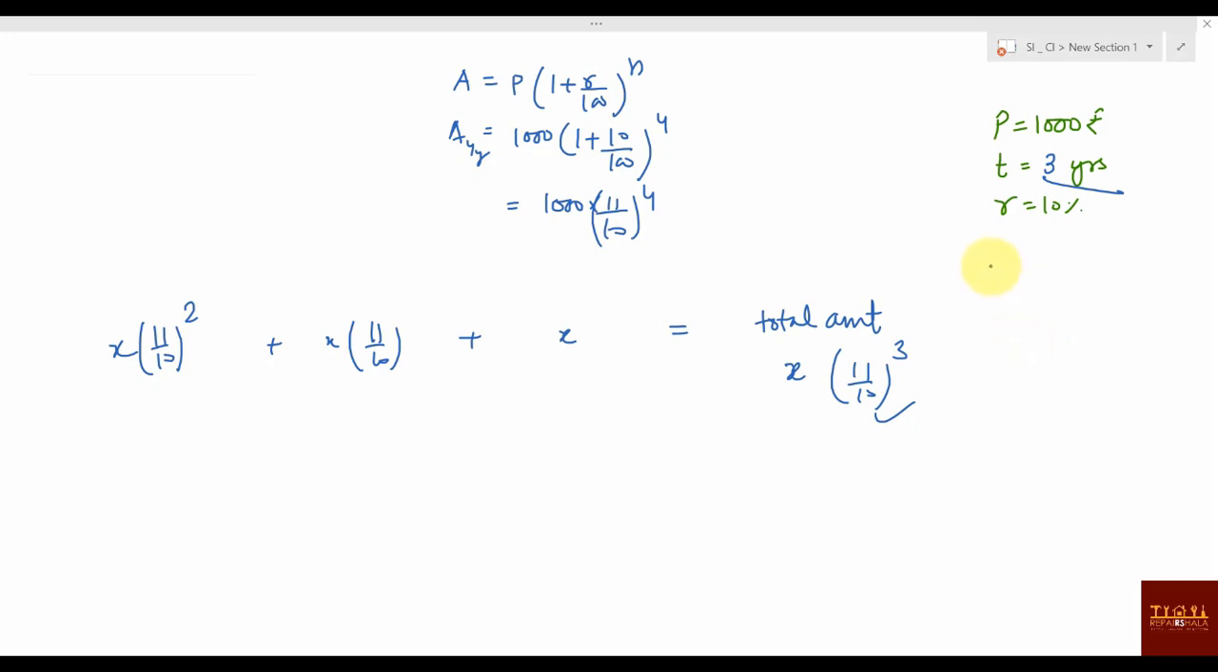But if you don't want to solve this also, actually it will not be x. Okay, I have made a mistake here. It will not be x. You have to find for what? 1000 rupees only. So it will be 1000, your original principal. Okay, so I hope this is clear.